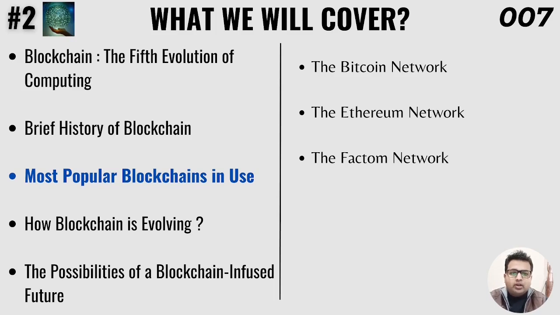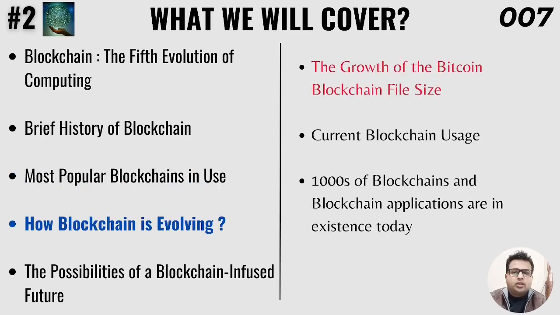Then we will look into most popular blockchains. You can see the Bitcoin network, the Ethereum network, and the Factom network. Then we will look at how blockchain is evolving. So this is very important, exactly how the blockchain is evolving in the current scenario.